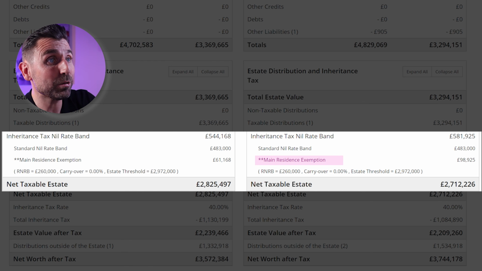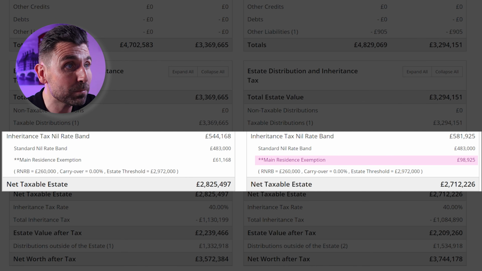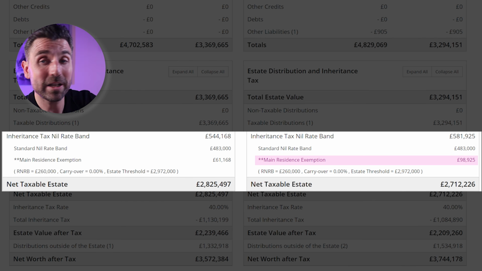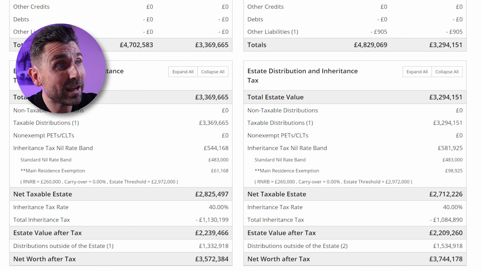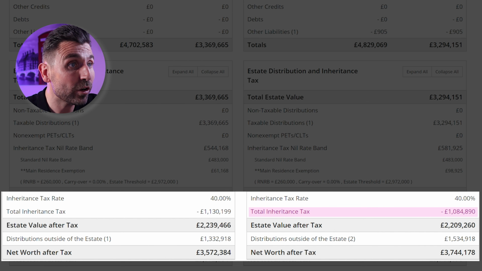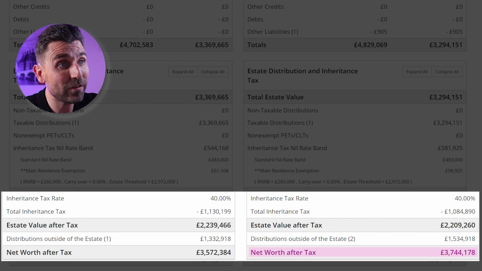The main residence exemption is once again improved compared to the base plan, albeit not by as much as with the outright gift, because less money has actually been given away. All of that has led to a £46,000 reduction in tax and a £172,000 improvement in the net legacy position.